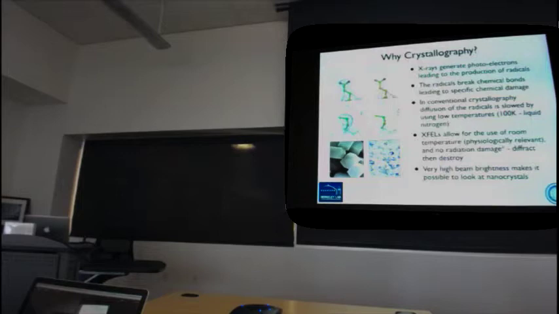So that means that we can try and get rid of this damage problem, which is really one of the important problems we faced in conventional crystallography. We can do things at room temperature, so we can try and do crystallography at physiologically relevant temperatures instead of cryocool temperatures. And then finally, this very high beam brightness makes it possible to look at very, very small crystals.